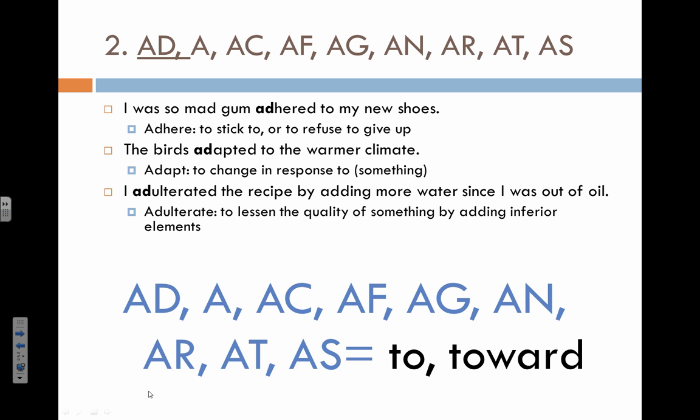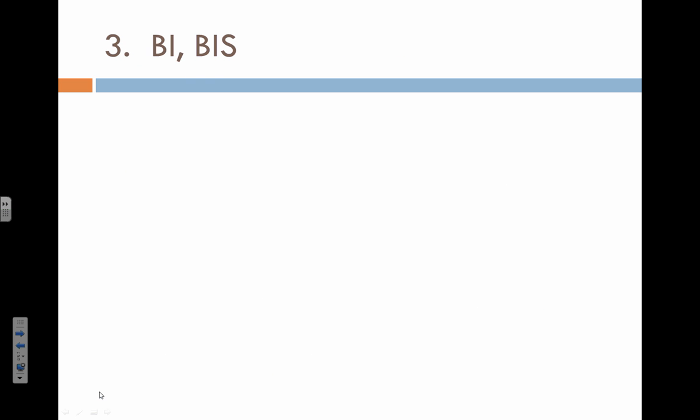AD means to or toward. Root number 3, by or bis. Depending on which language you're in, it might also be pronounced bice.